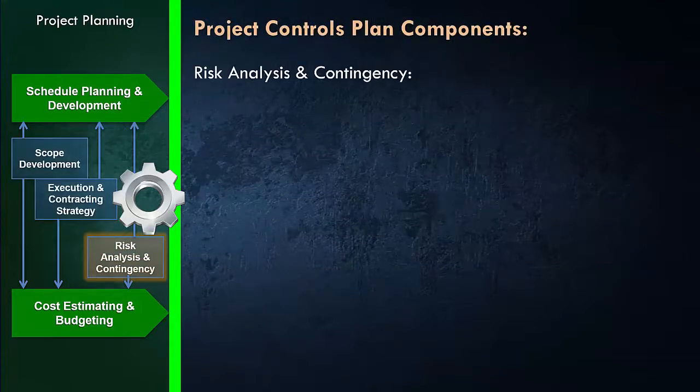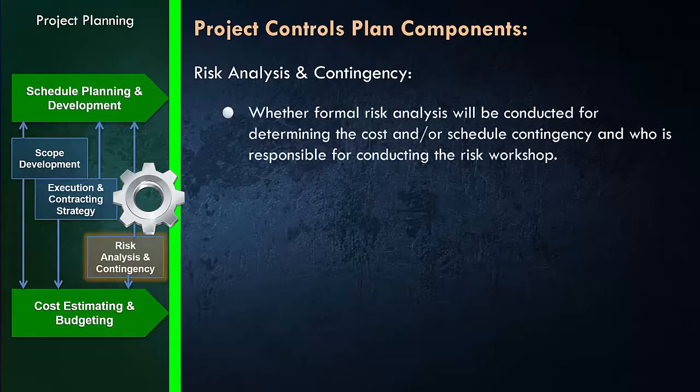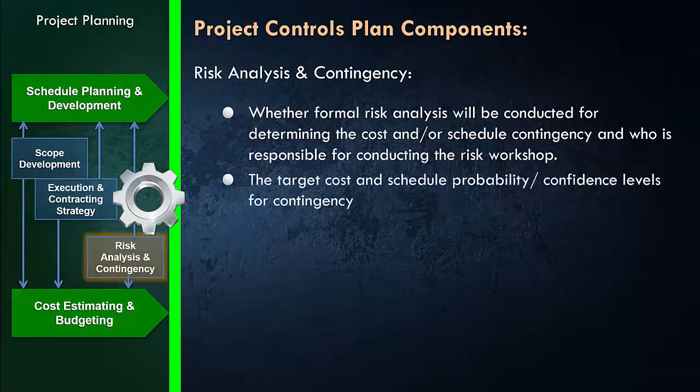On risk analysis and contingency, you need to address whether formal risk analysis will be conducted to determine the cost or schedule contingency for the project, and if yes, who is going to conduct the risk workshop? Is it something that the owner is going to do, or is it an independent contractor who's going to perform the cost and schedule risk analysis, or are you responsible for doing that? So make sure that you address that in the project controls plan.